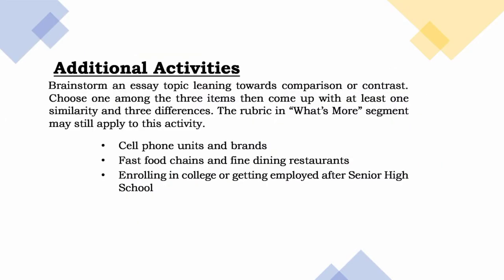For additional activities, brainstorm an essay topic leaning towards comparison or contrast. Choose one among the three items, then come up with at least one similarity and three differences. The rubric in What's More segment may still apply to this activity. Item 1. Cell phone units and brands. Item 2. Fast food chains and fine dining restaurants. Item 3. Enrolling in college or getting employed after senior high school.